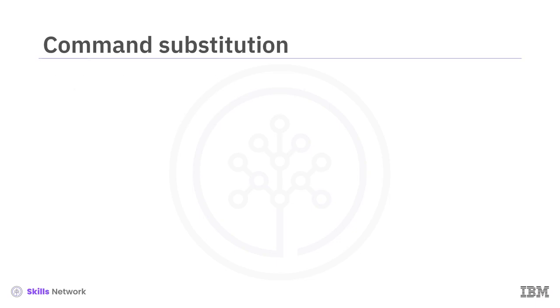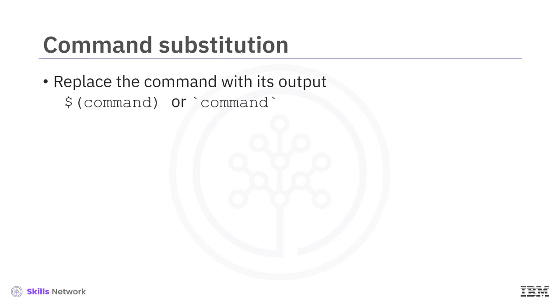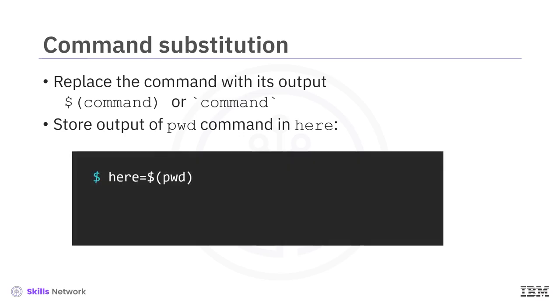You can use command substitution to replace a command with its output. There are 2 equivalent notations. In the first, the command is encapsulated by parentheses with a $ sign out front, while in the second, the command is encapsulated with backticks, also known as backquotes. Let's say you want to store the current directory path in a variable called here. You can use command substitution on the pwd or present working directory command to capture its output and assign it to the variable here. And indeed, echoing its value returns the current directory.